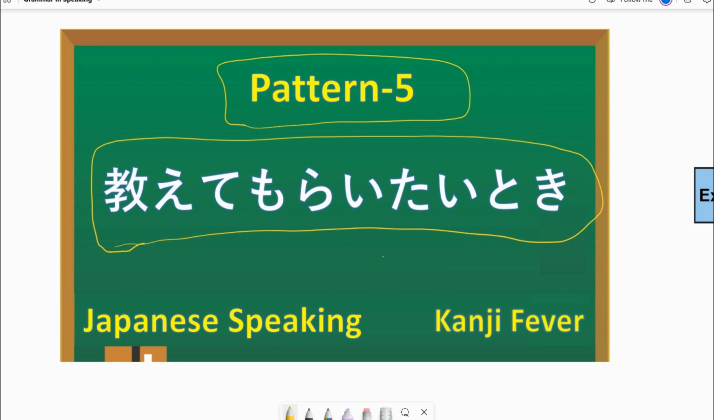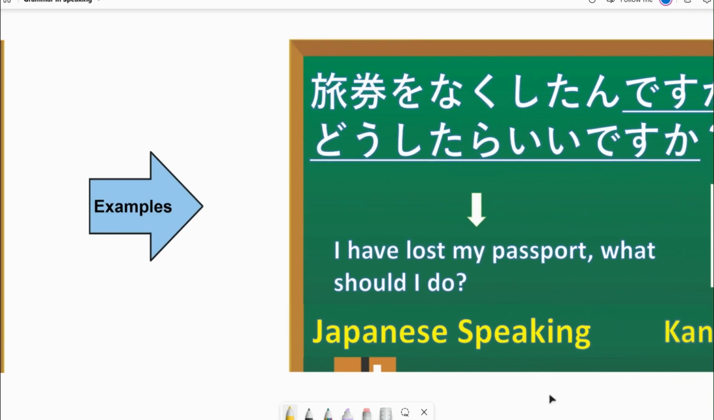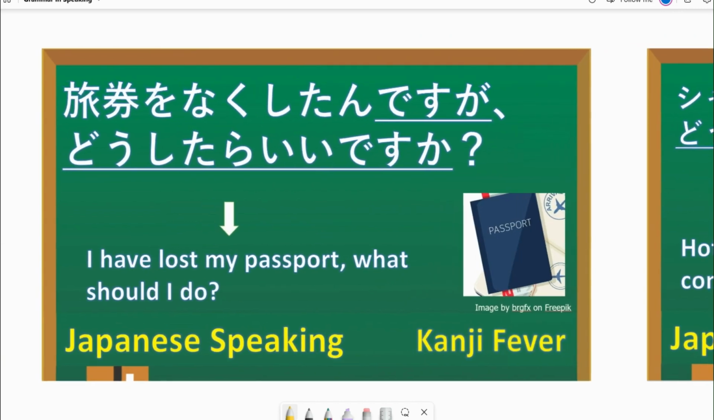When can we use this pattern? Well, when you don't know about a topic and you want somebody to explain that topic to you, at that time we can use this pattern. Let's explore some examples, through which I'm going to explain it.